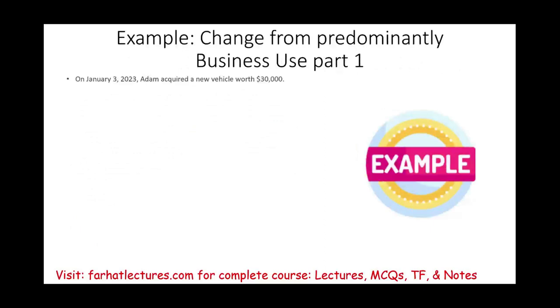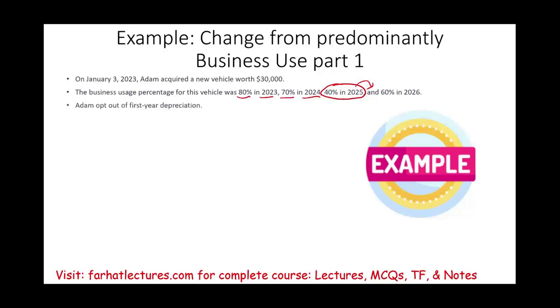On January 3rd, 2023, Adam acquired a new vehicle worth $30,000. The business usage was 80% in 2023, great, business mainly, 70% in 2024, great, business mainly, 40% in 2025. Whoops, we dropped below 50. Then we went up to 60% in 2026. Now, Adam chose not to take the first year depreciation. Let's look at the depreciation recapture that we have to do in the year 2025. So now we are standing at year 2025 when we dropped to 40%.